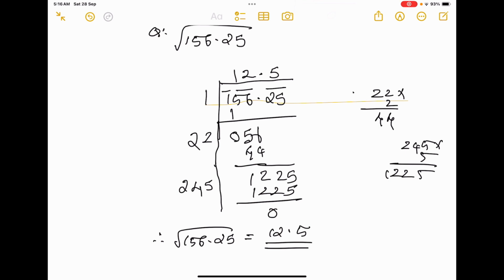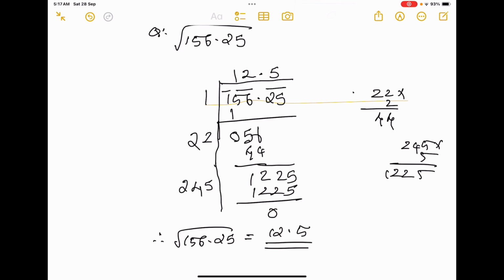Then here the last group, the left side group 1, is a perfect square. Its square root is 1. So we write 1 in the quotient and on the left side. Then 1 into 1, 1. Then 1 minus 1, 0. Bring down 56, the next group. Then you write twice of 1 on the left side, that is 2. Divide 5 by this 2. We get 2. 2 twos are 4. So we write 2 next to this 2, 22. 22 into 2, we multiply and get 44. It is less than 56.